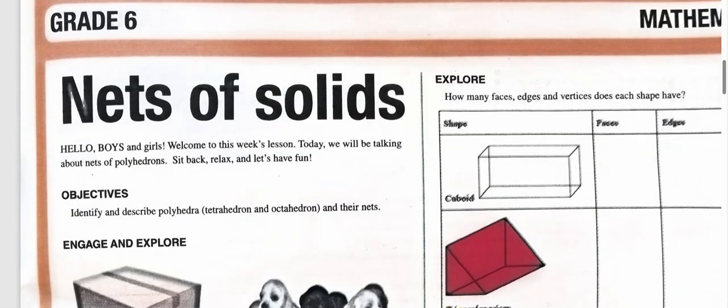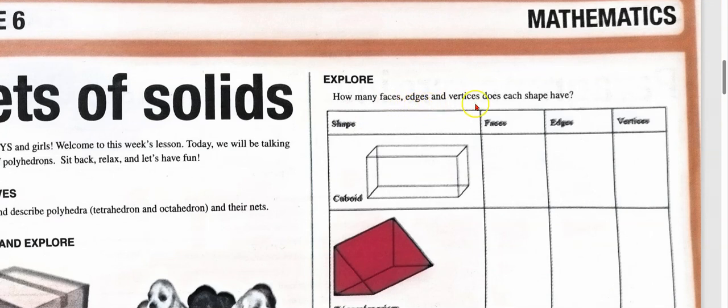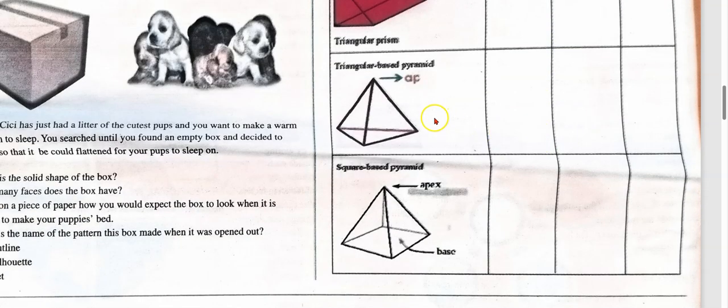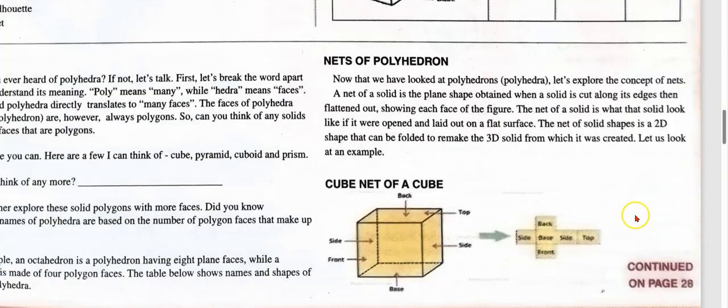So here we go with our table. How many faces, edges, and vertices does each shape have? Here we have the shape, the cuboid. How many faces? How many edges? How many vertices? The triangular prism. How many faces, edges, and vertices? Then we have the triangular based pyramid, faces, edges, and vertices. Then the square based pyramid, same thing. The number of faces, edges, and vertices.